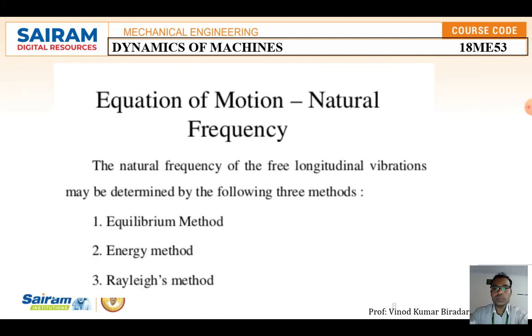Next, these four definitions are very important for the point of view of the examination. They may ask you to define viscous damping, Coulomb damping, slip damping, and one more, solid interface, that is, non-linear damping.